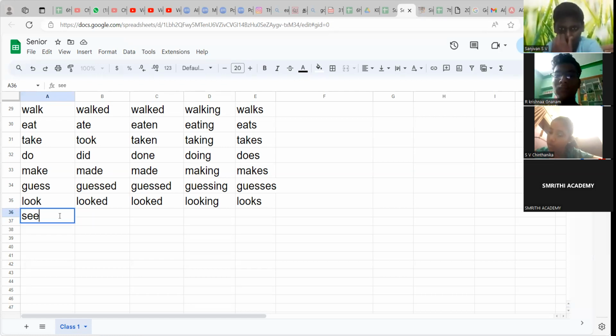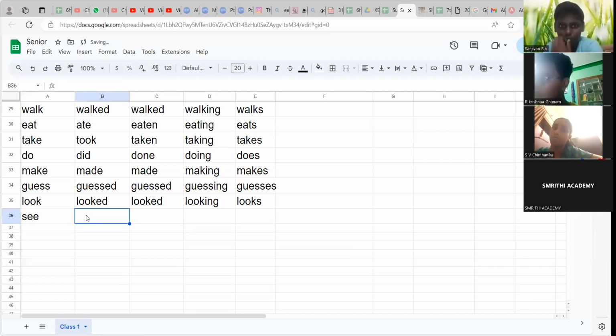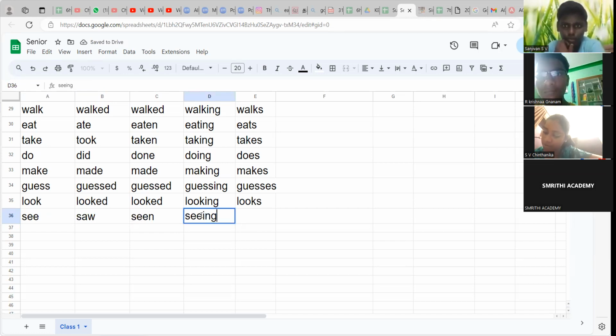Look at that. See. Saw. Spell it: S-A-W. Very nice. Sees. Seen. Very good. Seen. Now you want to learn something very important here. Are you ready for the learning? Saw, past tense of see.